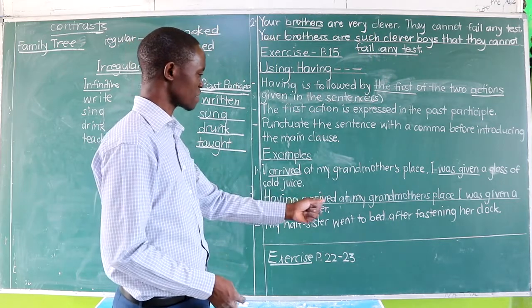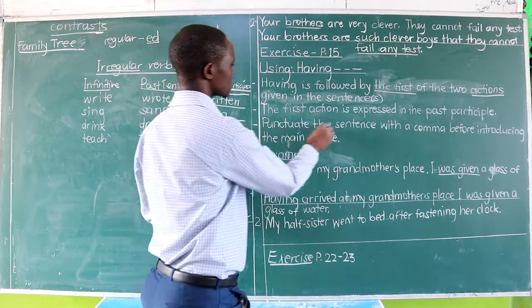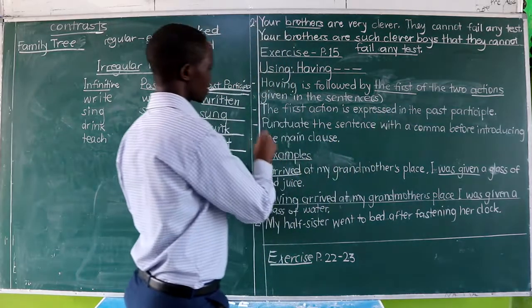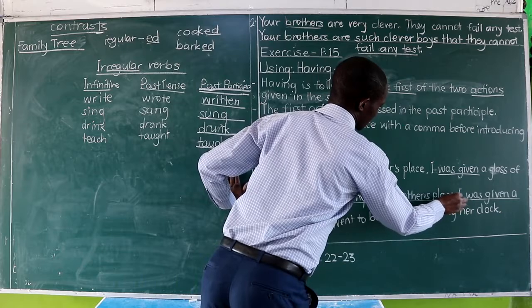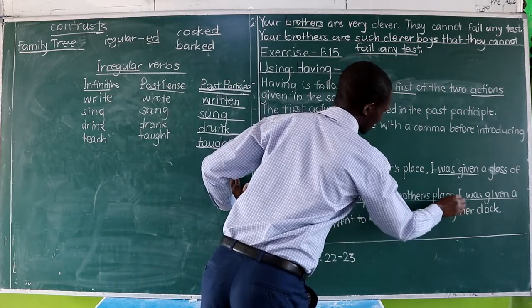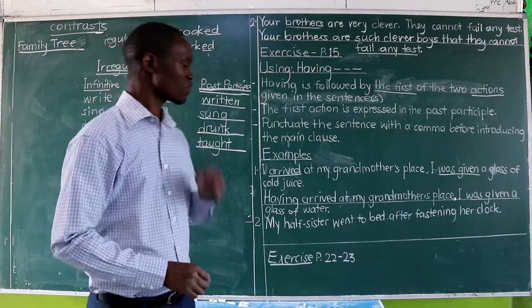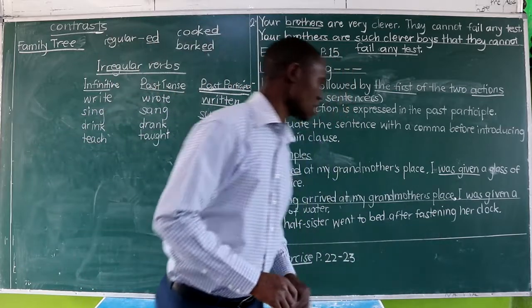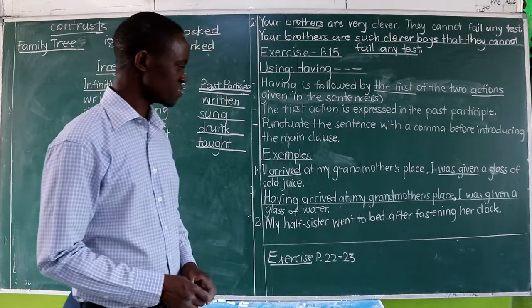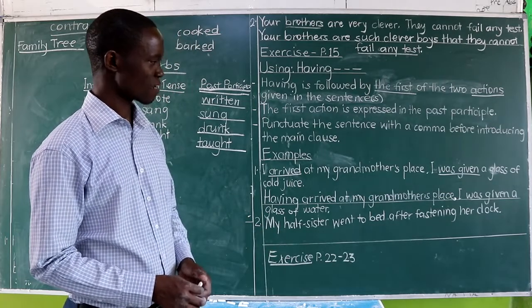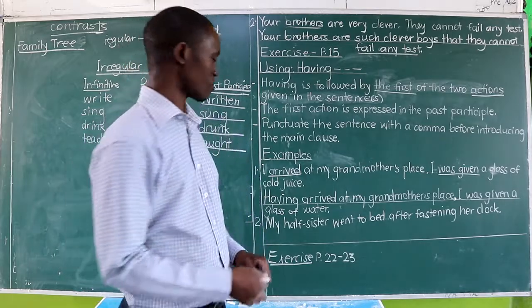Having arrived at my grandmother's place, the teacher has told you to punctuate the sentence with a comma before introducing the main clause. This is where the main clause starts. I was given a glass of water. That's our main clause. So before you introduce it, put a comma. Lastly, my half-sister went to bed after fastening her clock.